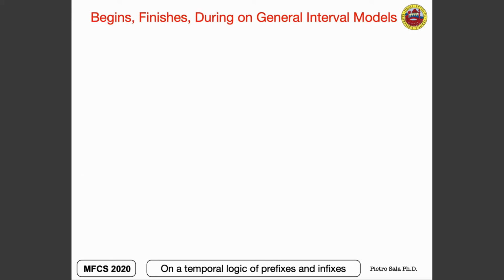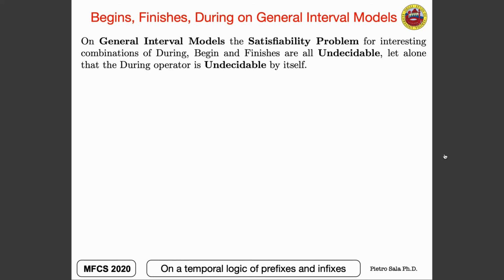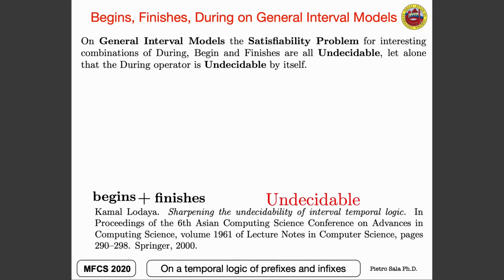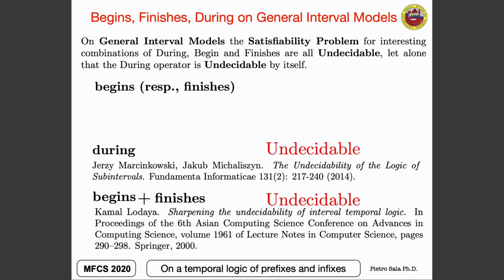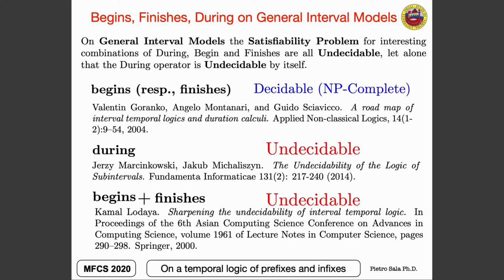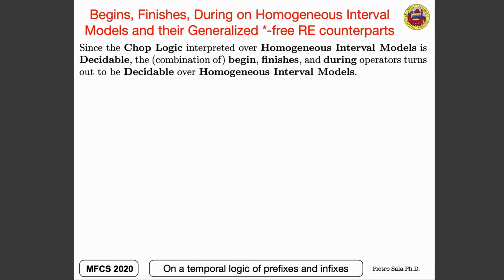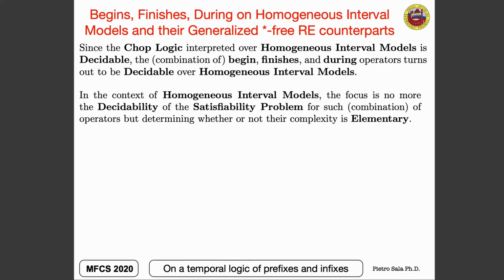So if we consider general models, all the interesting combinations of these three HS operators are undecidable. The only decidable logics are begins and finishes considered alone, but they are not so interesting. While if we consider homogeneous interval models, we know that they are decidable. It comes from the decidability of chop over homogeneous interval models. So the point here is the complexity: find what is elementary and what's not.